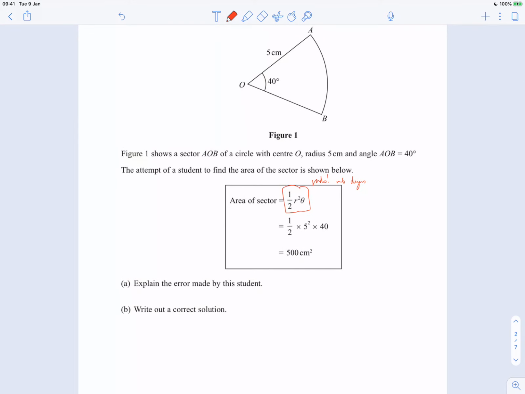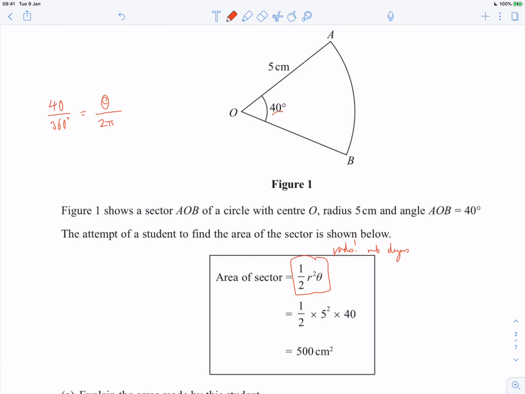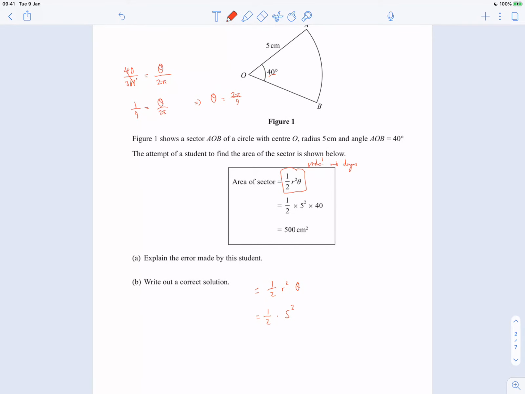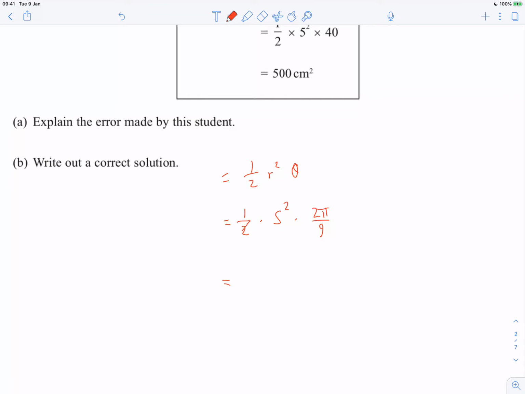Well, we could have turned 40 degrees into radians. Well, 40 degrees out of, let's say, 360 degrees is the same as what angle in radians out of a total of 2π? Well, 40 out of 360 cancels down to 1/9. So theta over 2π must be 1/9. So that means theta equals 2π over 9 as radians. So the area of the sector would be a half r squared times theta, where it's a half of the radius squared, which is 5 squared, times theta, which is now 2π over 9. So the correct answer is that 2 and that 2 will cancel. 5 squared is 25, so it's 25π over 9 centimetres squared.